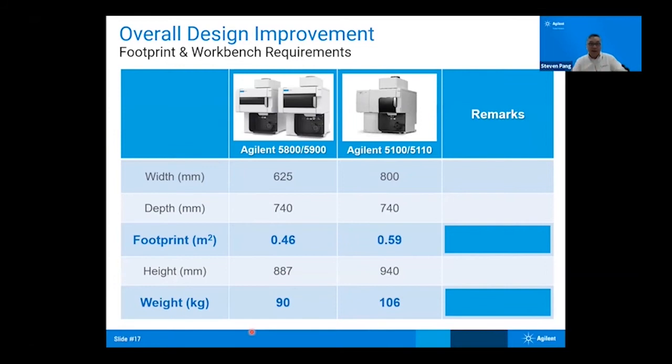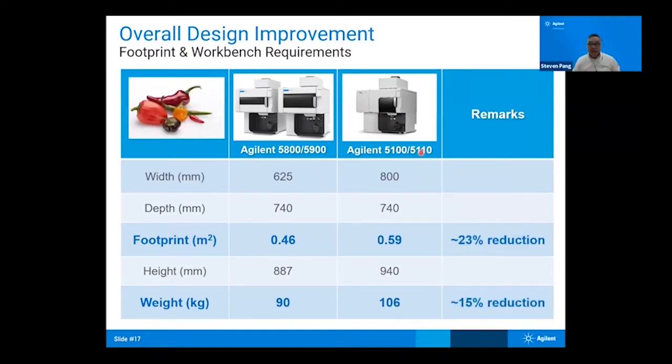Okay, now here we're comparing the next generation ICP-OES versus the previous 5110. They were good instruments, but we continuously strive to improve. And this has resulted in a 23% reduction in footprint, that's the bench space, and in terms of weight, a 15% reduction.